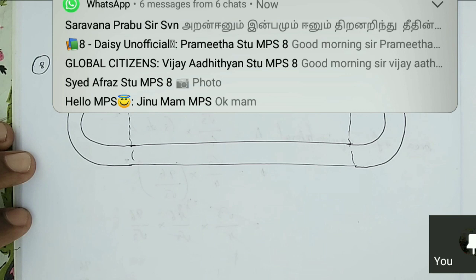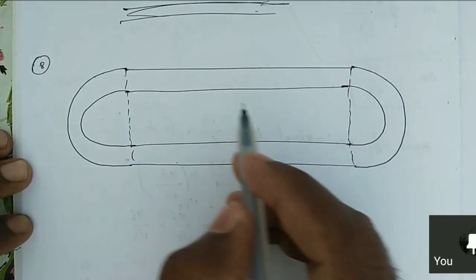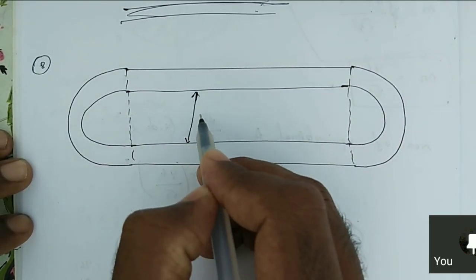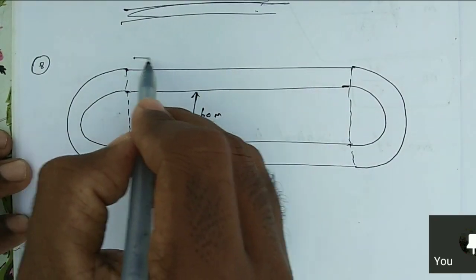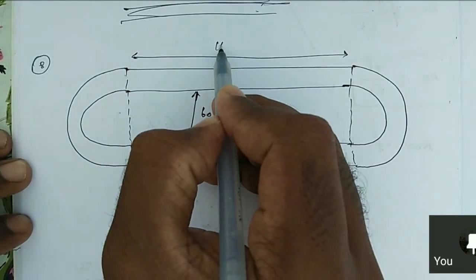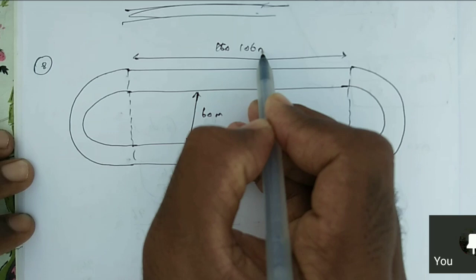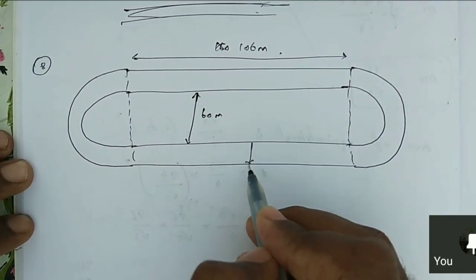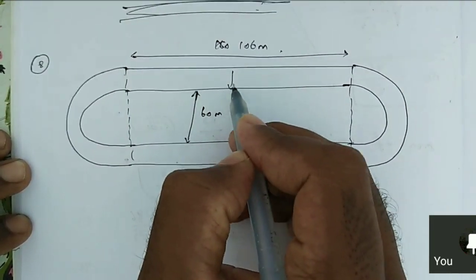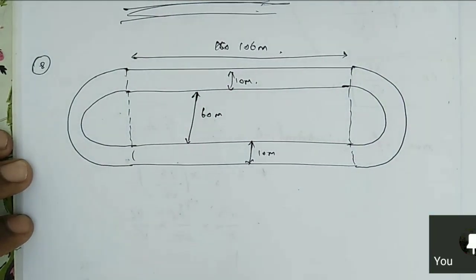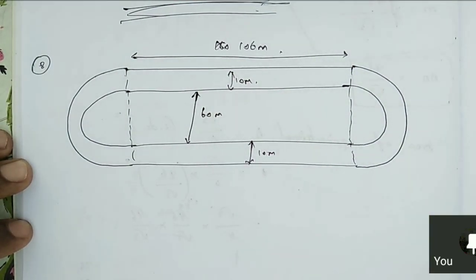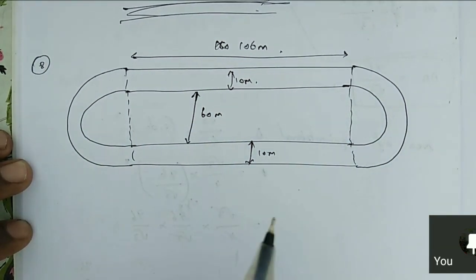Now, what is the distance between the two inner parallel lines? 60 meter. Then the length of the parallel line, sorry, 106 meter. The width of the track is 10 meter. Clear? And they are asking for the distance around the track along its inner edges. Very easy.